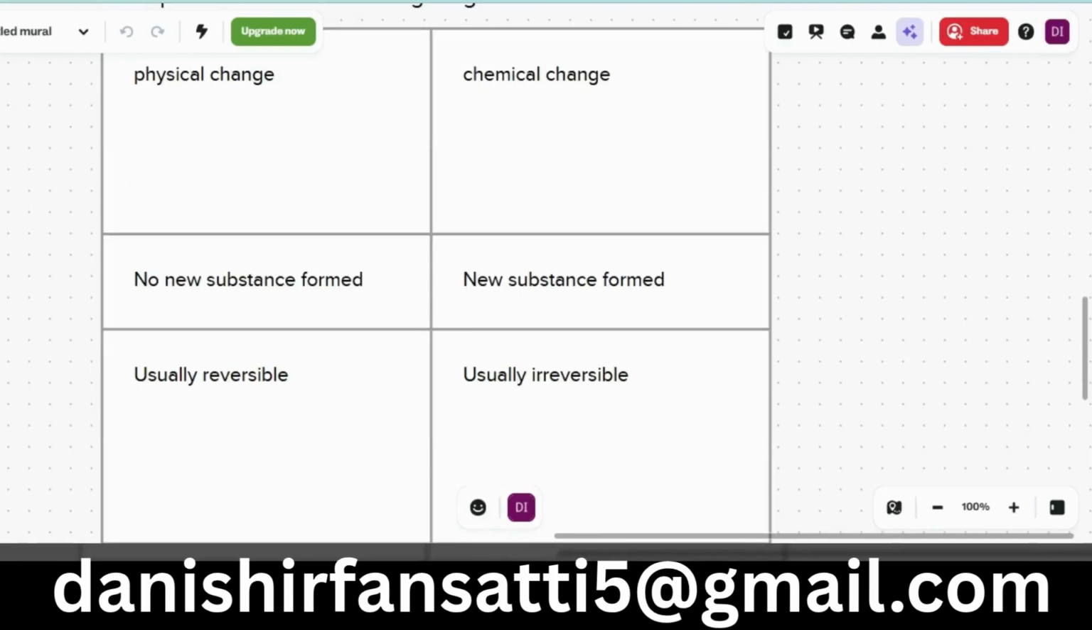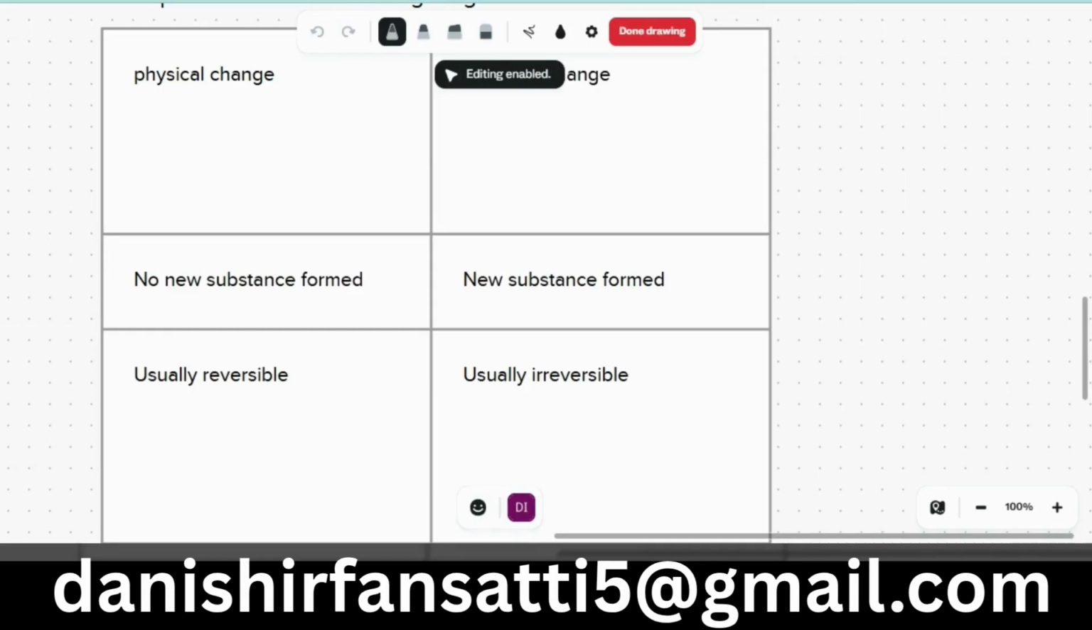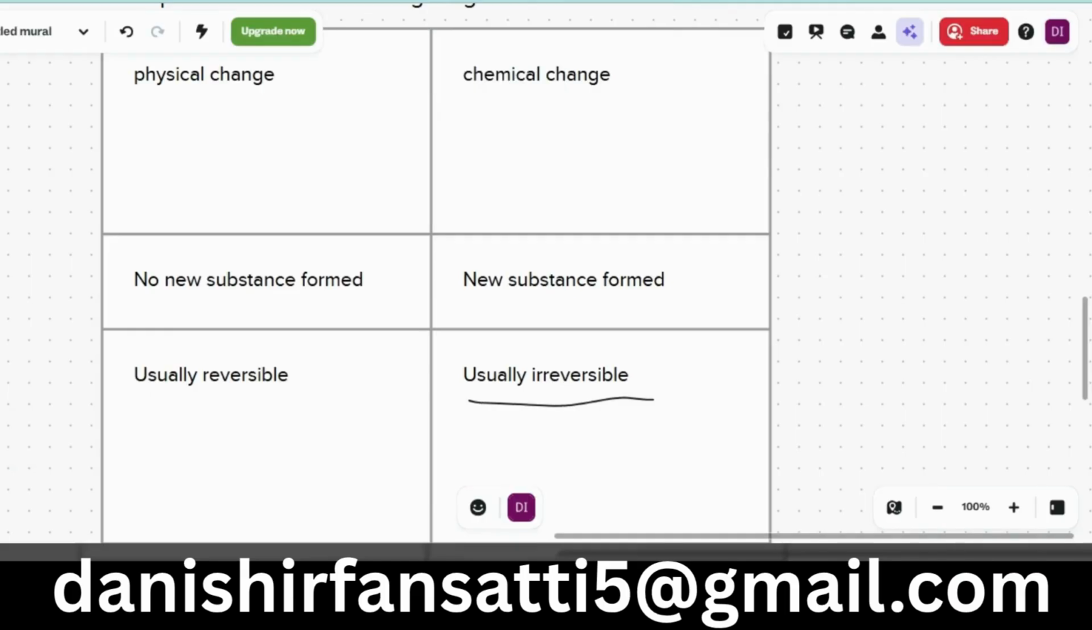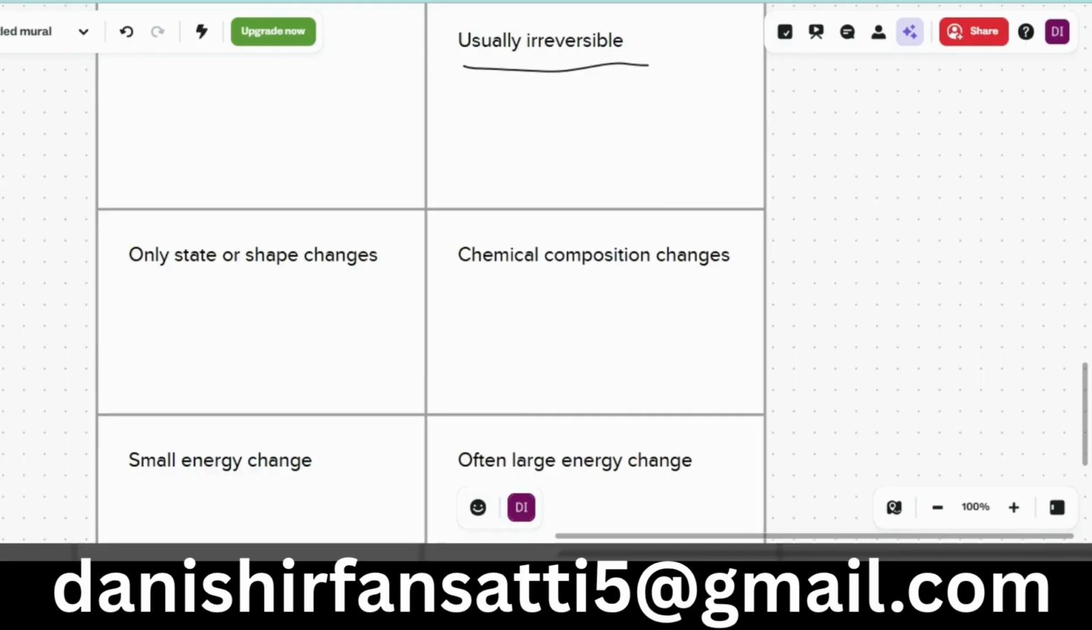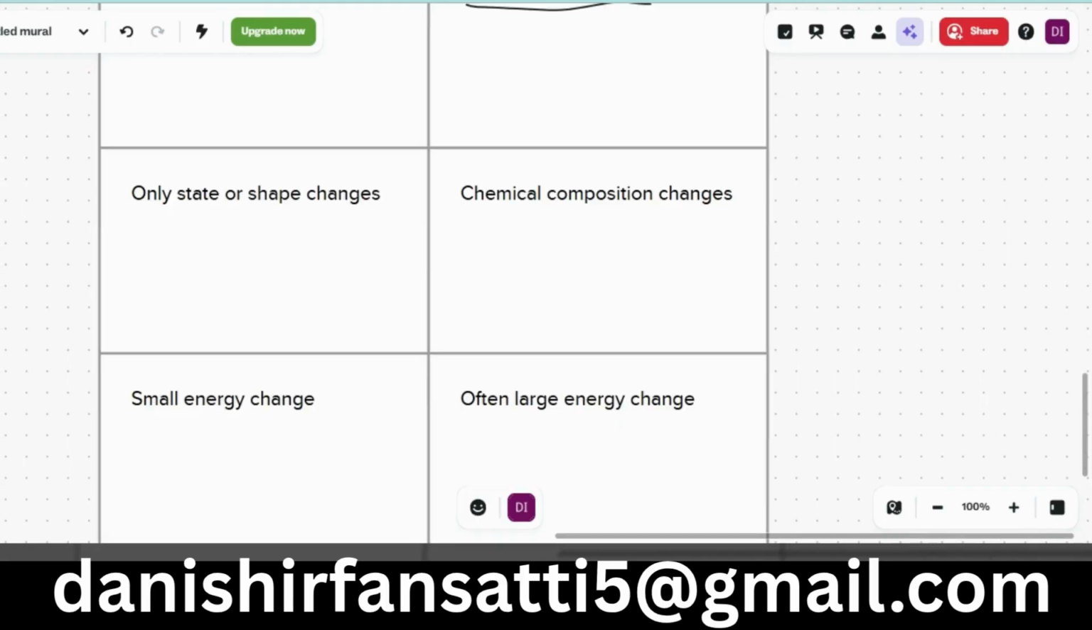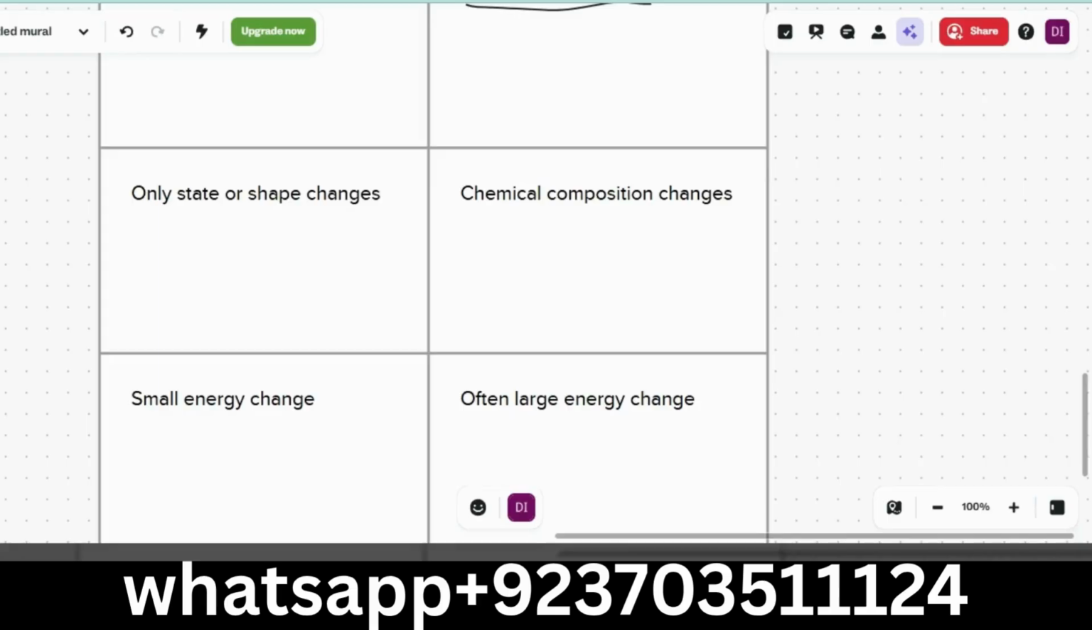Now we can see what is physical change. Physical change, no new substance formed. Chemical change, new substance formed. Physical change is usually reversible. That is, chemical change is not reversible. Only state or shape changes in physical change. In chemical change, chemical composition changes.